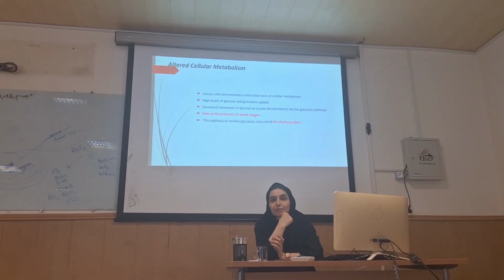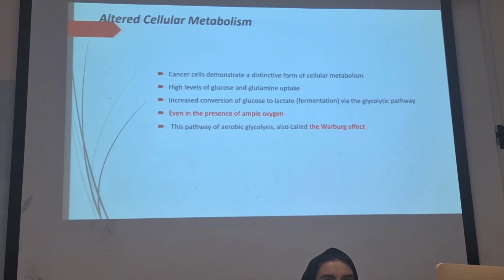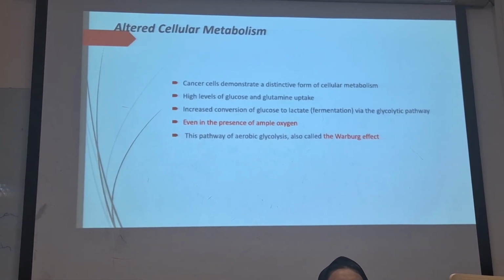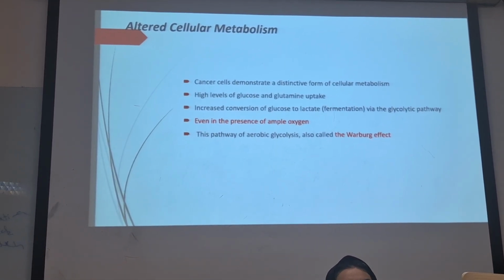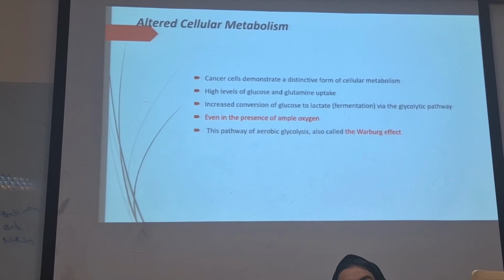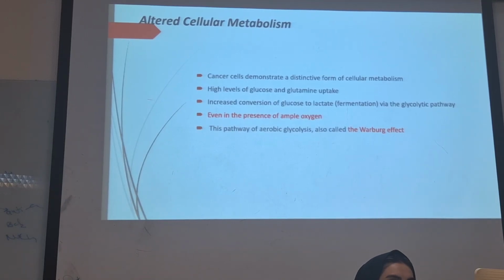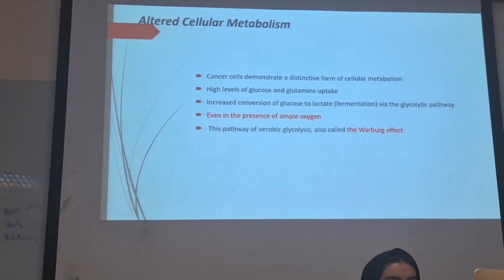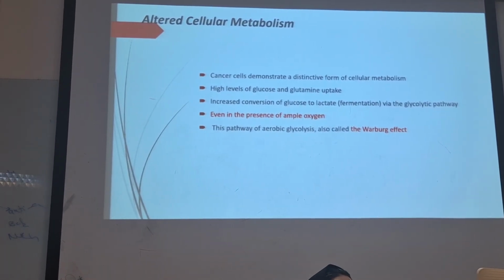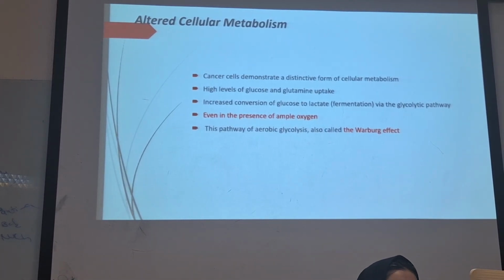For proliferation, they need many things. They need many components: many proteins, many other lipids, many components of DNA, many components of RNA. So they need another metabolism, a different cellular metabolism. You know, cancer cells and neoplastic cells demonstrate a distinctive form of cellular metabolism.